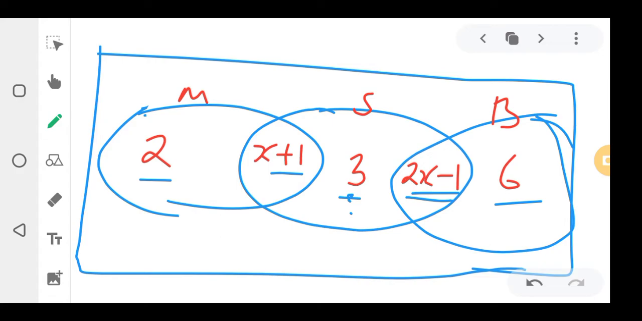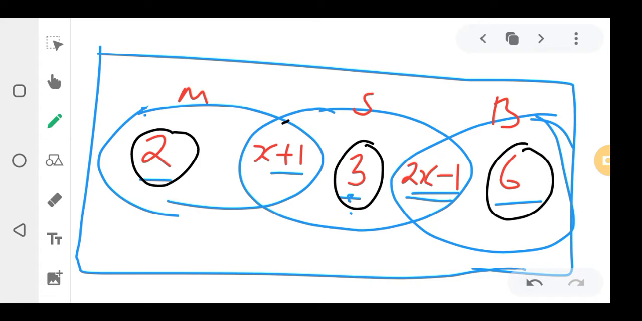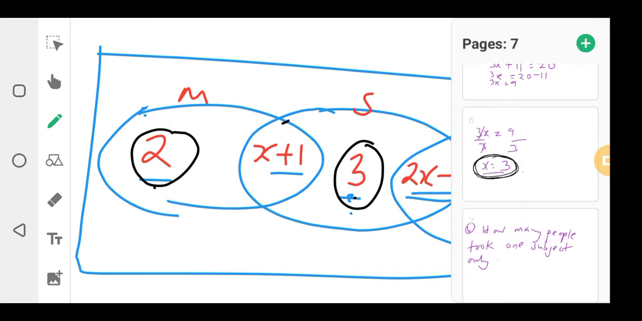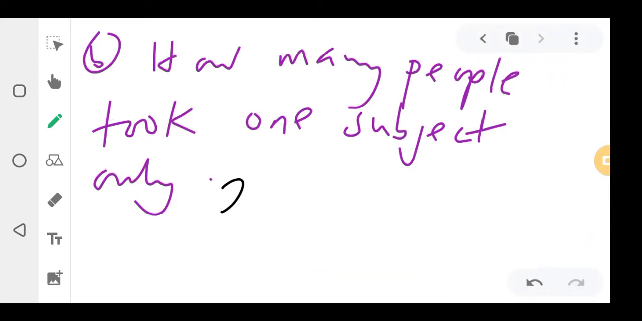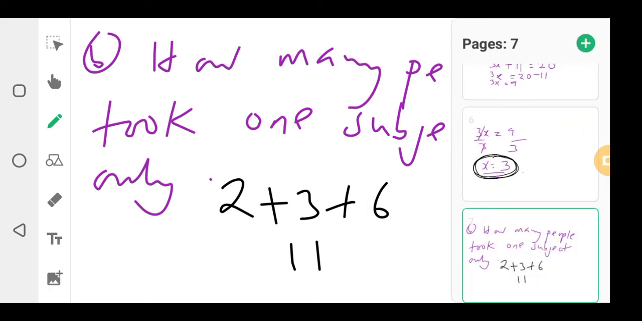So how many took one subject only? These ones took one subject. Everything that's not part of an intersection set, these ones took one subject. Same with these ones, they took one subject. So you add all of them. The ones that took one subject is 2 plus 3 plus 6. So how many took one subject? 9, 10, 11. 11 took one subject only.